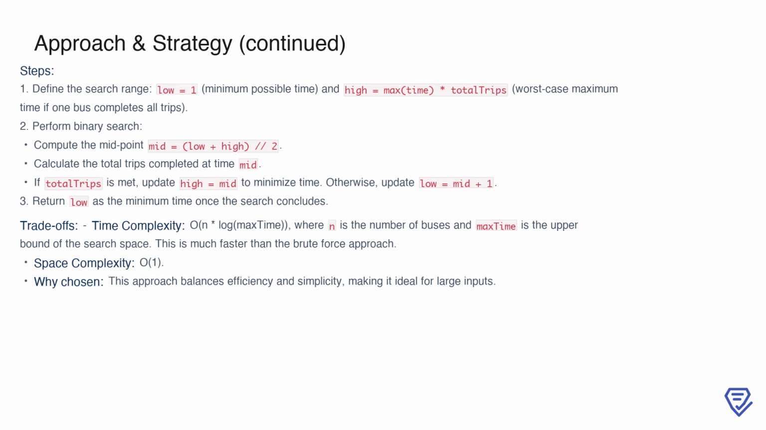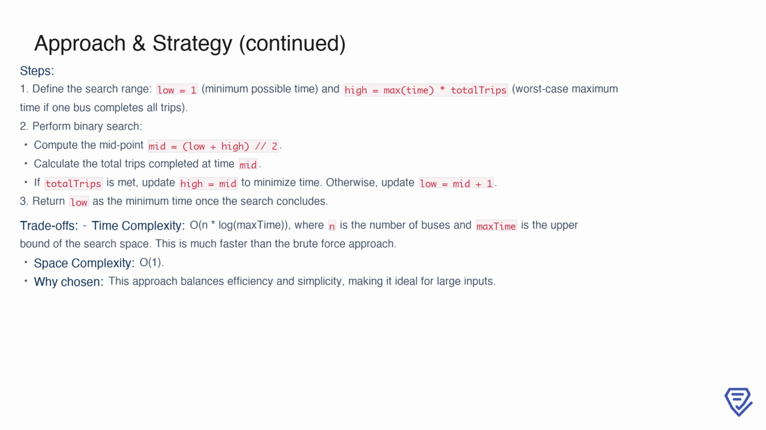Now, let's explore the binary search approach, which is much more efficient. The key insight here is that the number of trips completed by all buses is a non-decreasing function of time. This means that as time increases, the total number of trips can only increase or stay the same, never decrease.